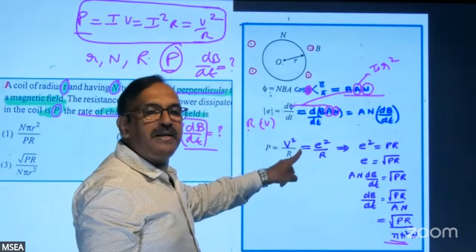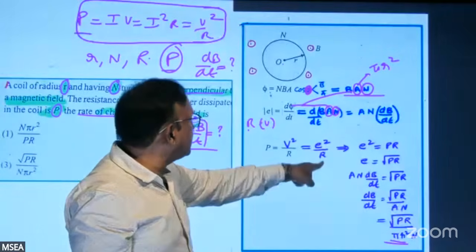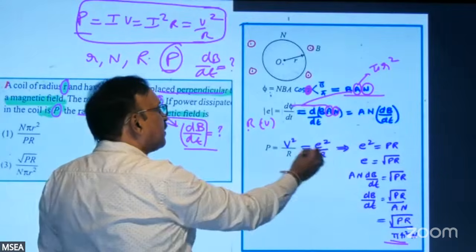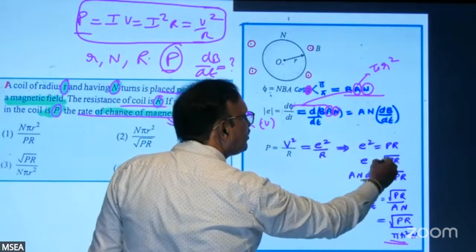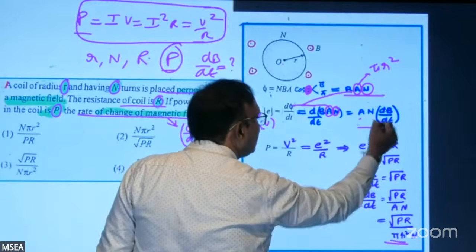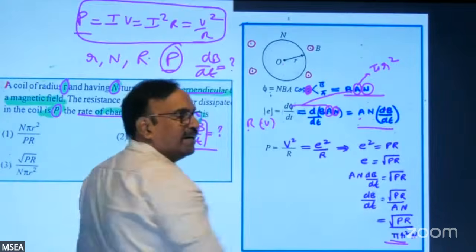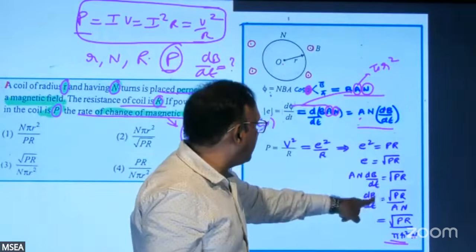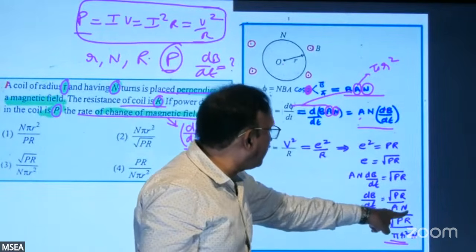This V is nothing but PD. PD is nothing but EMF. So that's why E square by R. If you cross multiply, E square is PR. E is equal to root PR. And what is the EMF there? AN into dB by dt. AN into dB by dt is root PR. dB by dt is root PR by AN.